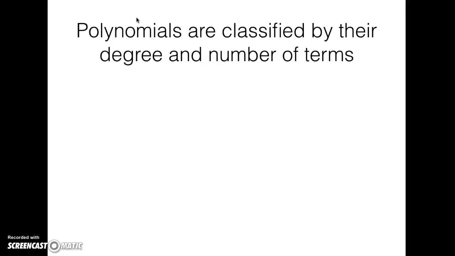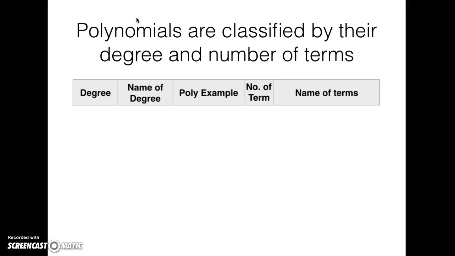Polynomials are classified by their degree and their number of terms. We'll go through a list of examples of 6 different types of polynomials. The first we can have is a 0-degree polynomial, and that's a constant polynomial. It will have 1 term, and it'll be just a number, no variables. This example has 1 term, so it's a monomial.